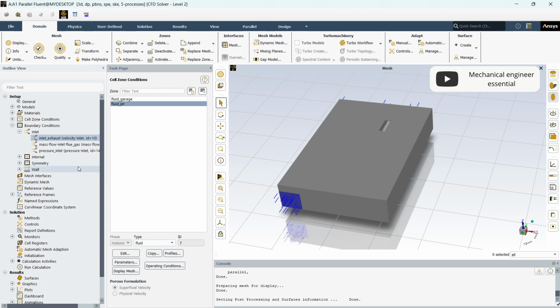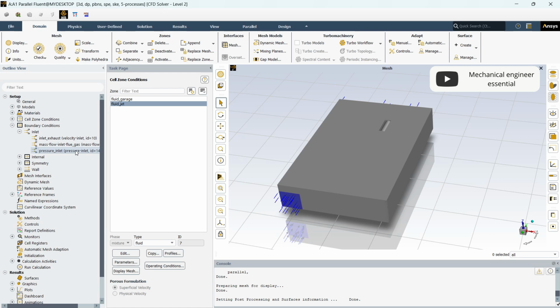In this step, we set up the boundary conditions for the pressure-inlet zone. This boundary defines where air enters the domain under a given pressure, typically used when inflow velocity is not known in advance. Here's what we did step by step.